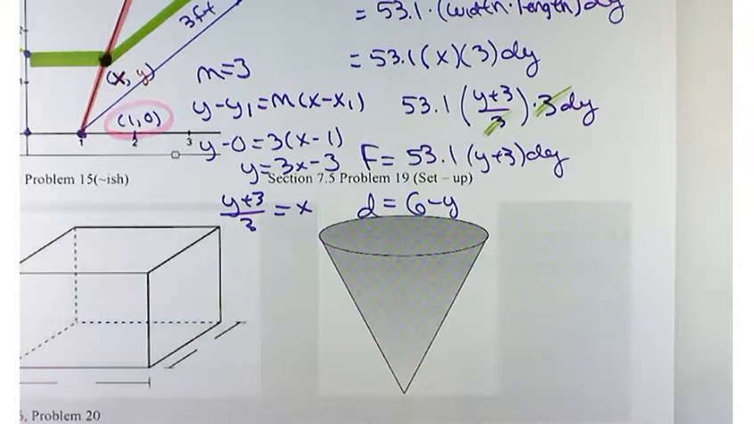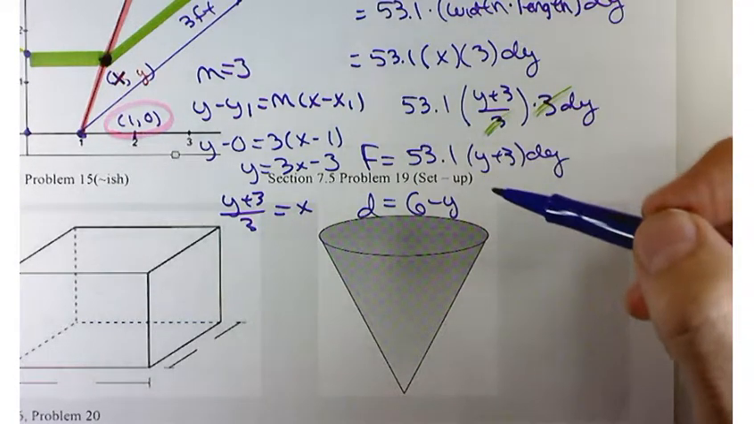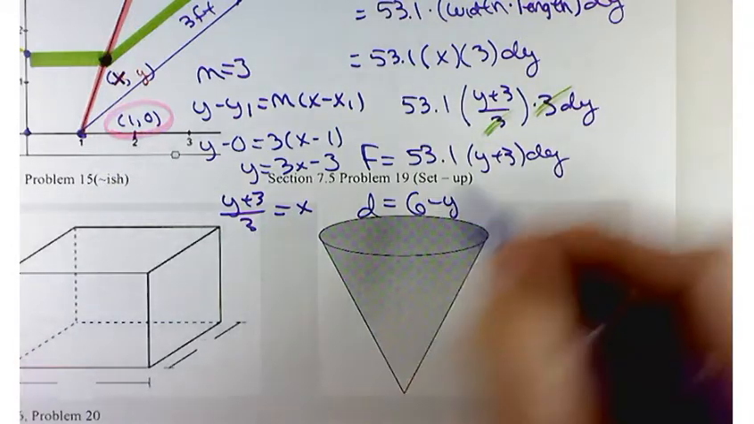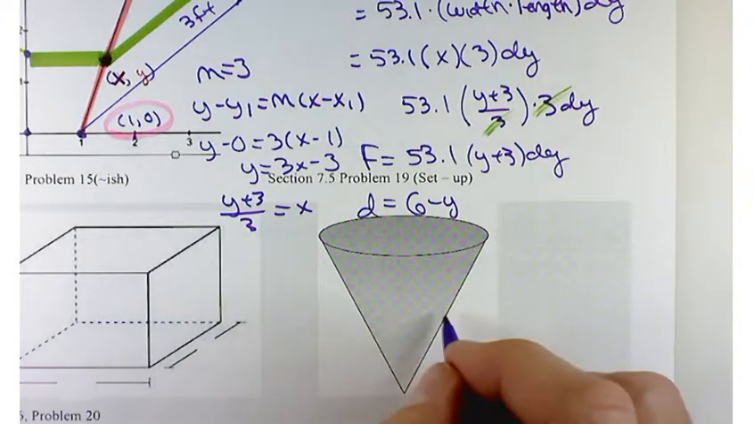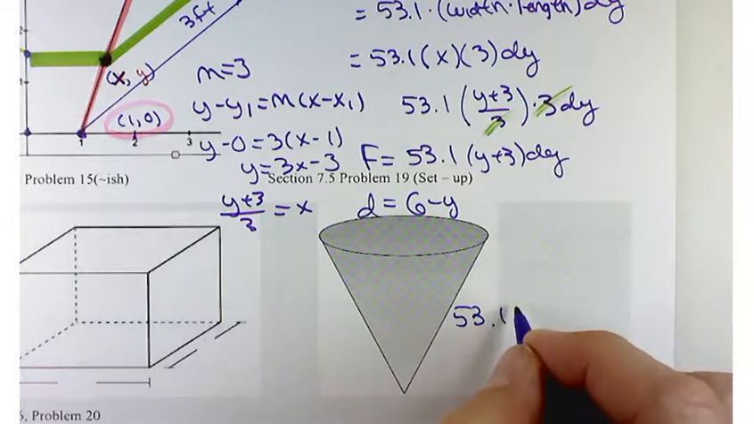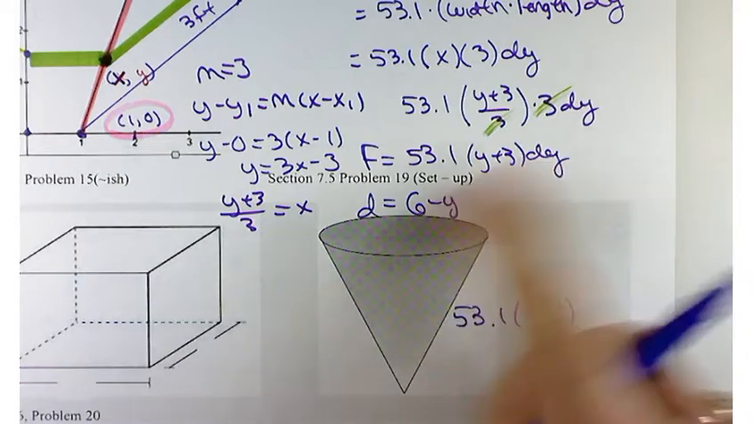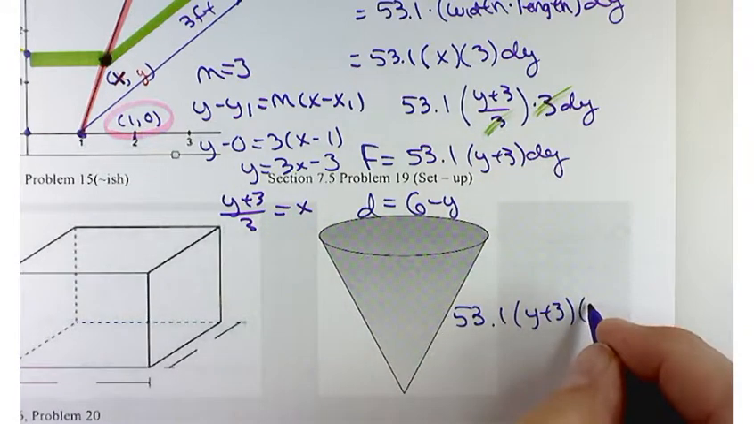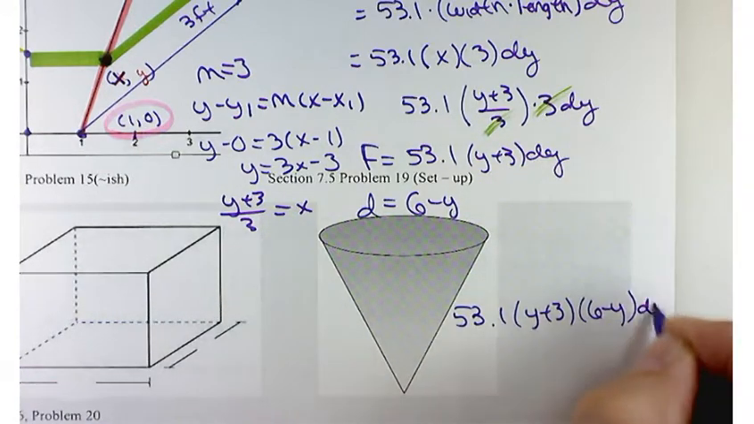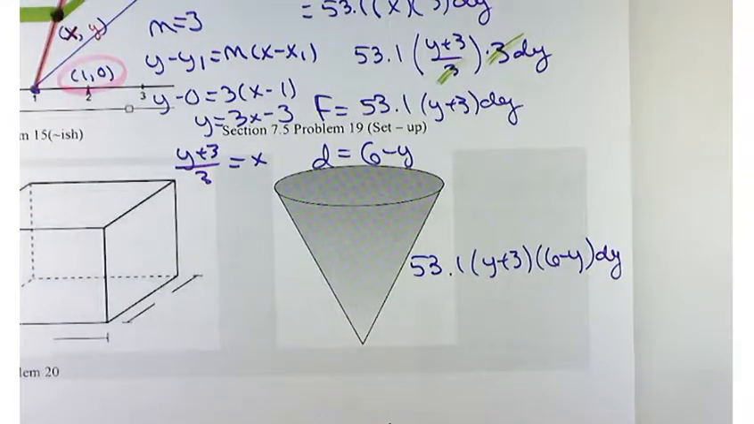So overall, the work done to move just one slice is going to be the product of these two things. So it's going to be 53.1 times (y plus 3), and I'll change the order up here just for convenience, times (6 minus y) dy. And that's just to move one slice.